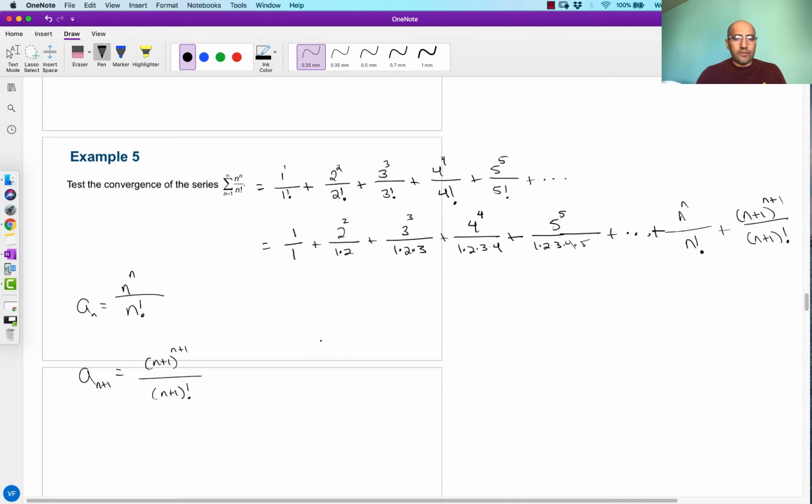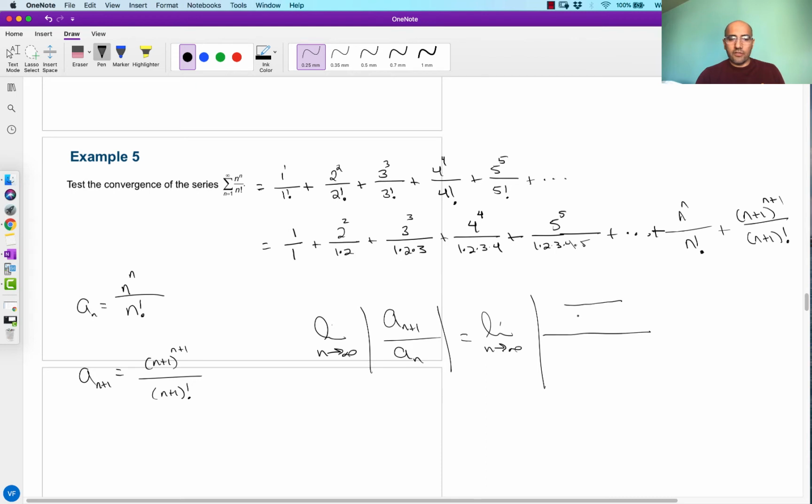Okay, so what we want to do is consider the limit as n goes to infinity of the absolute value of a sub n plus 1 divided by a sub n. So that'll be equal to the limit as n approaches infinity of the absolute value of, and then the a sub n plus 1 is this fraction.